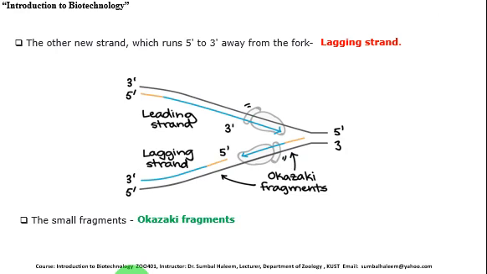So why is the lagging strand made in fragments? Due to the activity of the polymerase enzyme, because the polymerase enzyme can synthesize the newly synthesizing daughter strand only in the 5 to 3 direction and not in the 3 to 5 direction. So the newly synthesizing strand is made in fragments, known as Okazaki fragments.